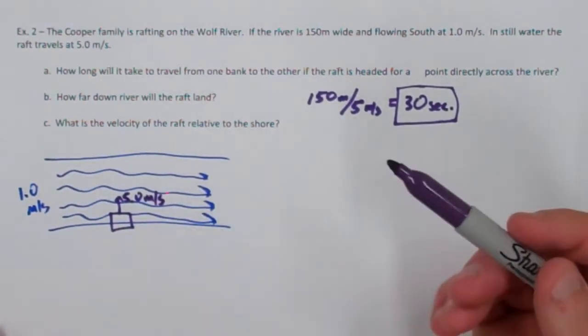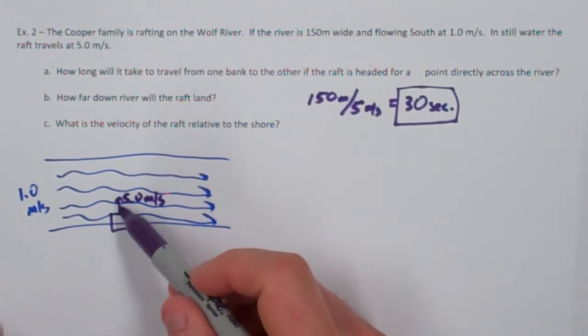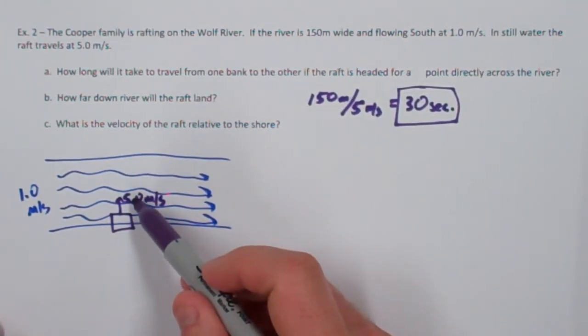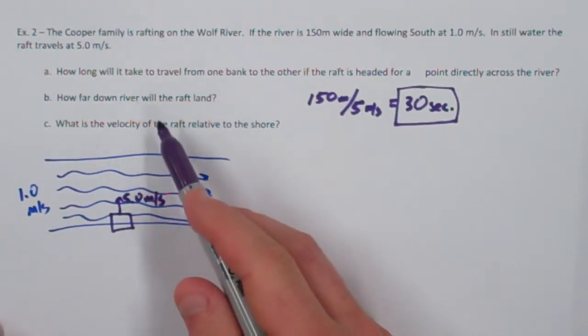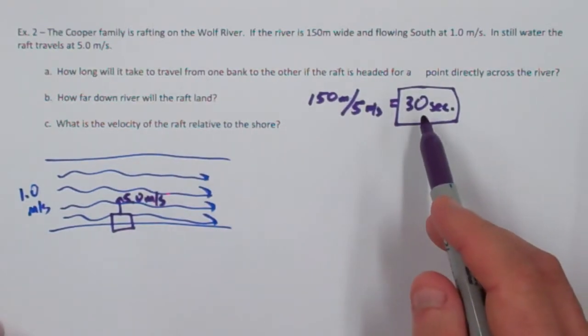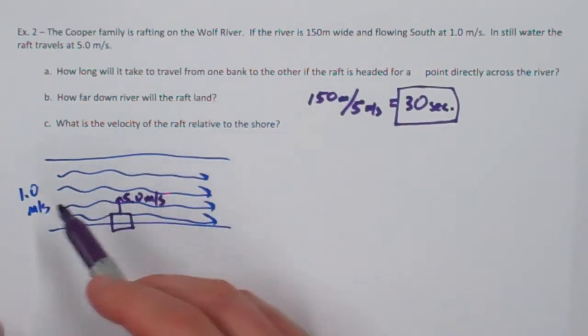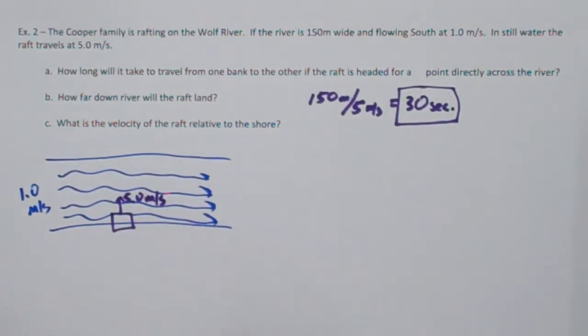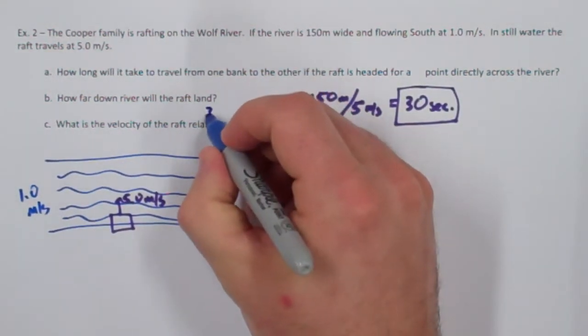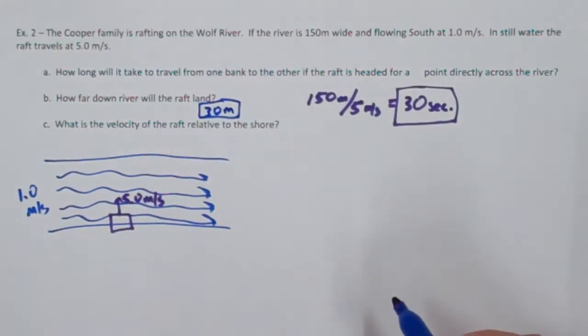So for every second that passes, the raft will both move 5 meters this direction and also 1 meter to the right. So if we're asked to find how far down the river the raft will land, we can simply take the time it takes to go across the river, which is 30 seconds, and then multiply that by 1. So the answer to this one will just be 30 meters. Again, no vectors needed for this one.